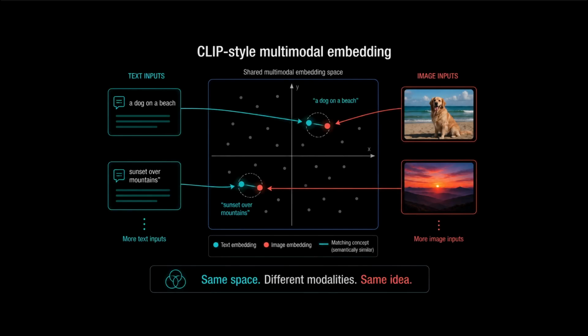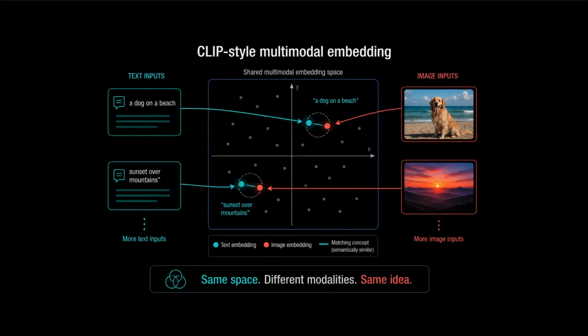Here's something that blows people's minds when they first hear it. You don't have to limit embeddings to text. Models like CLIP from OpenAI map both images and text into the same vector space. So the vector for the text a dog running on a beach ends up very close to the vector for an actual photo of a dog running on a beach. Same space, different modalities. This is how Google image search works when you type a description and get images. This is how AI image generation models understand your prompts. And this is how you search a photo library using natural language.